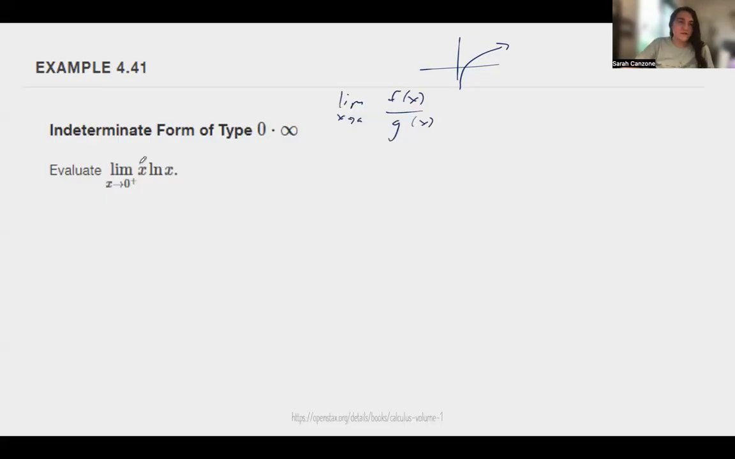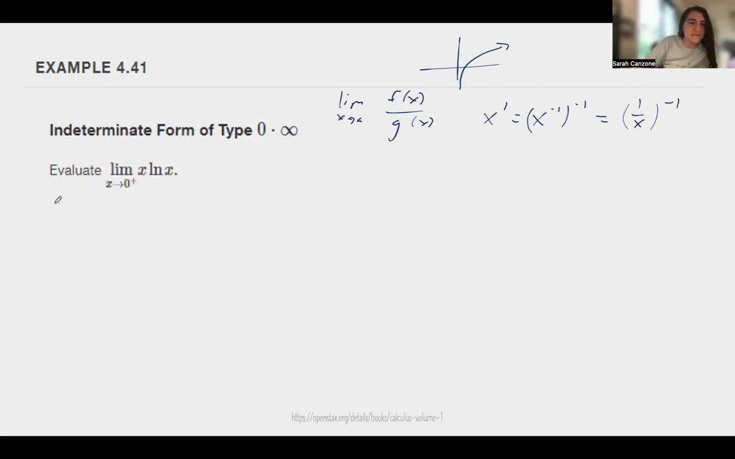So what I can do is I can write this x. Well, if this is x to the 1, I can say this is the same thing as x to the negative 1 to the negative 1. Well, x to the negative 1 is the same thing as 1 over x, so this is the same thing as 1 over x to the negative 1. Now, why am I doing this?